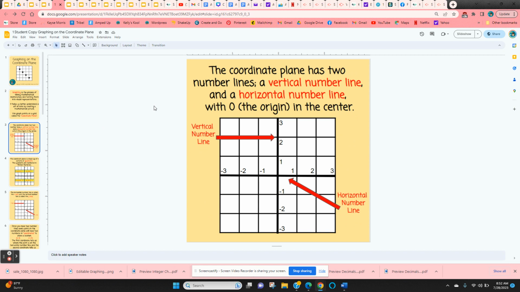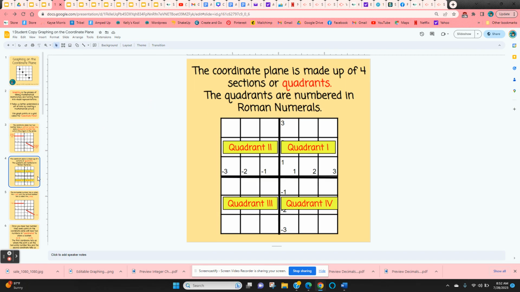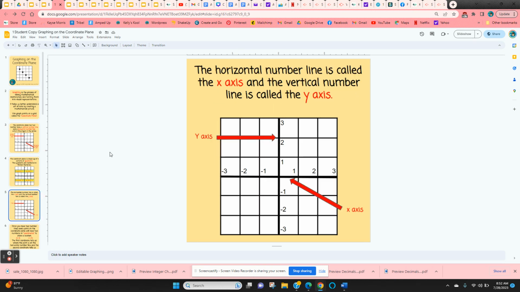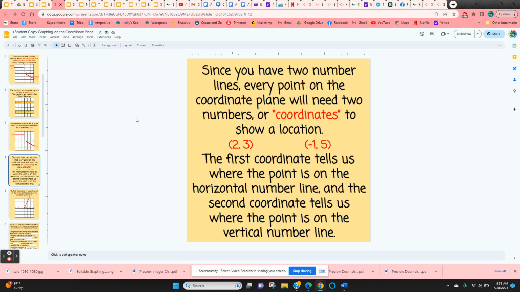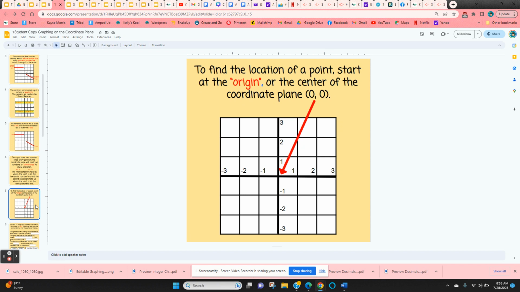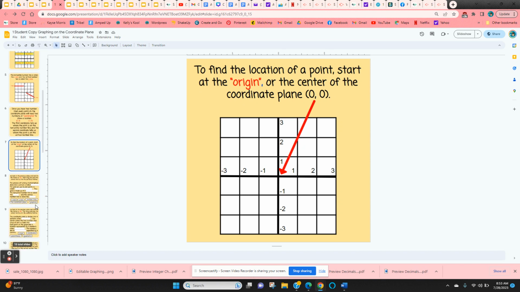So the coordinate plane has two number lines, a vertical number line and a horizontal number line. It's divided into four quadrants in this order: 1, 2, 3, and 4. The y-axis is the vertical number line, and the x-axis is the horizontal number line. And then it explains what coordinates are and how they work. And then the origin, which is the center at the point 0, 0.